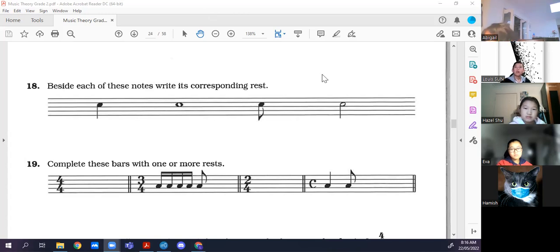Okay, so I'm not sure if it's the same for you guys, but if you go to the top of the tab and you click options, there's an annotate option, and then you can use it to draw. I'll have everyone do one each. So Eva, you can do the first one, the crotchet. Hamish, you do the second. Hazel, you do the third with the quaver rest, and Abigail, you do the fourth.